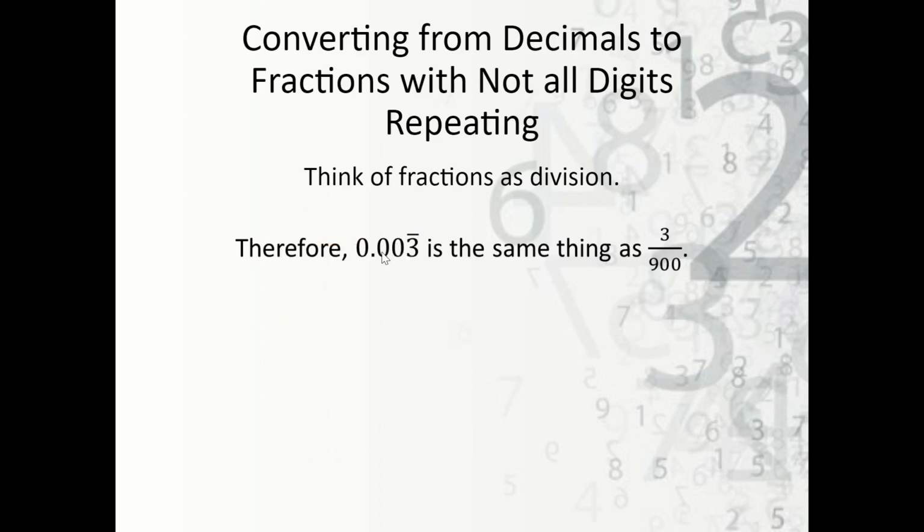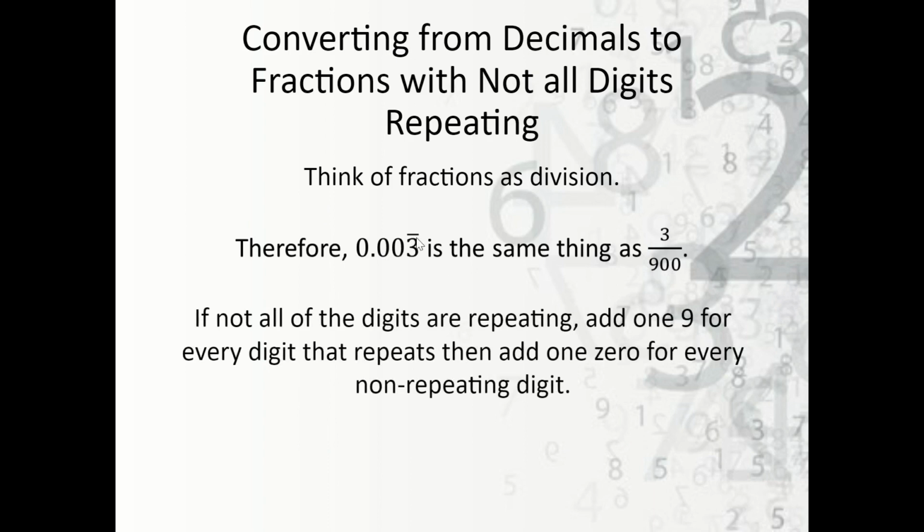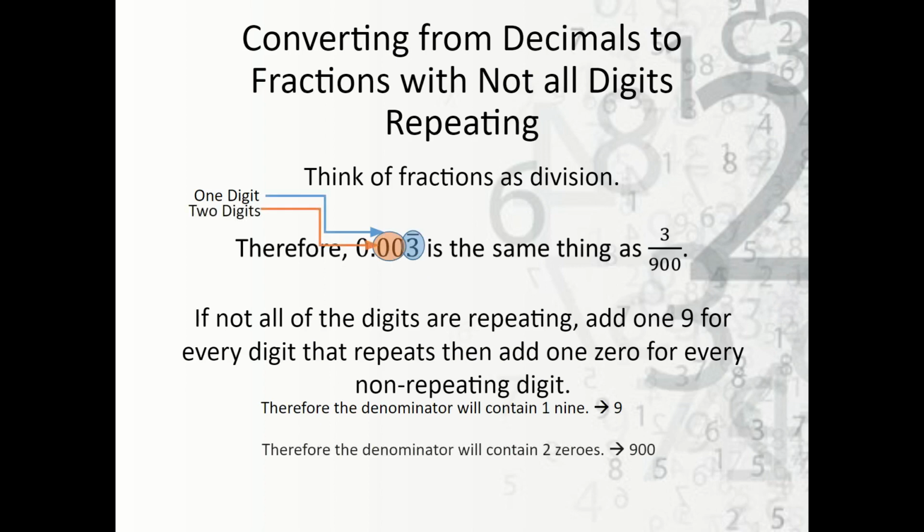Now we have 0.003 repeat, and I'm telling you that that's equal to 3 over 900. So again, for every digit that's repeating, we include a 9. For every digit that's not repeating, we include a 0 at the end. So in this case, we have one digit that's repeating, so we're going to include one 9. And we have two digits that are not repeating, therefore we should have two zeros. So we should end up with 900. Then we just keep whatever the value is. In this case, it's 3, so it's 3 over 900.